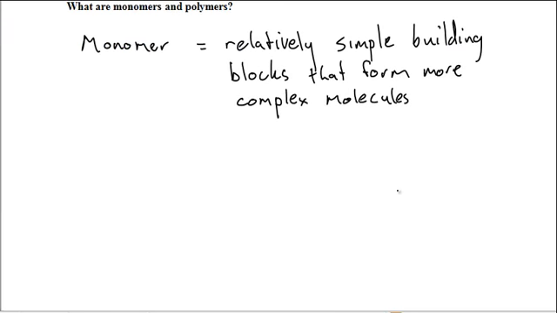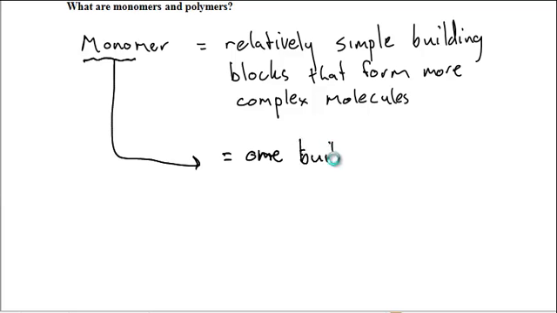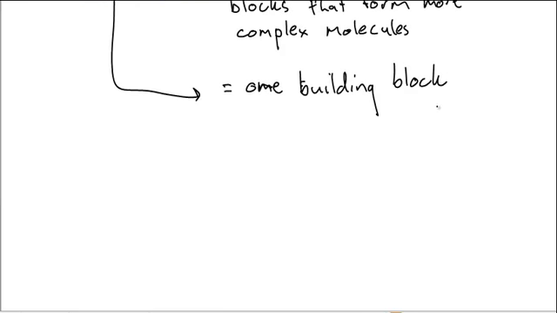And the way to understand monomer is simply to look at the word monomer. Mono means one, and mer basically means part or building block. So one building block. If you think about monopoly, the idea of monopoly is for one person to own the entire board. They become the winner. Mono means one. Monomer, one building block.